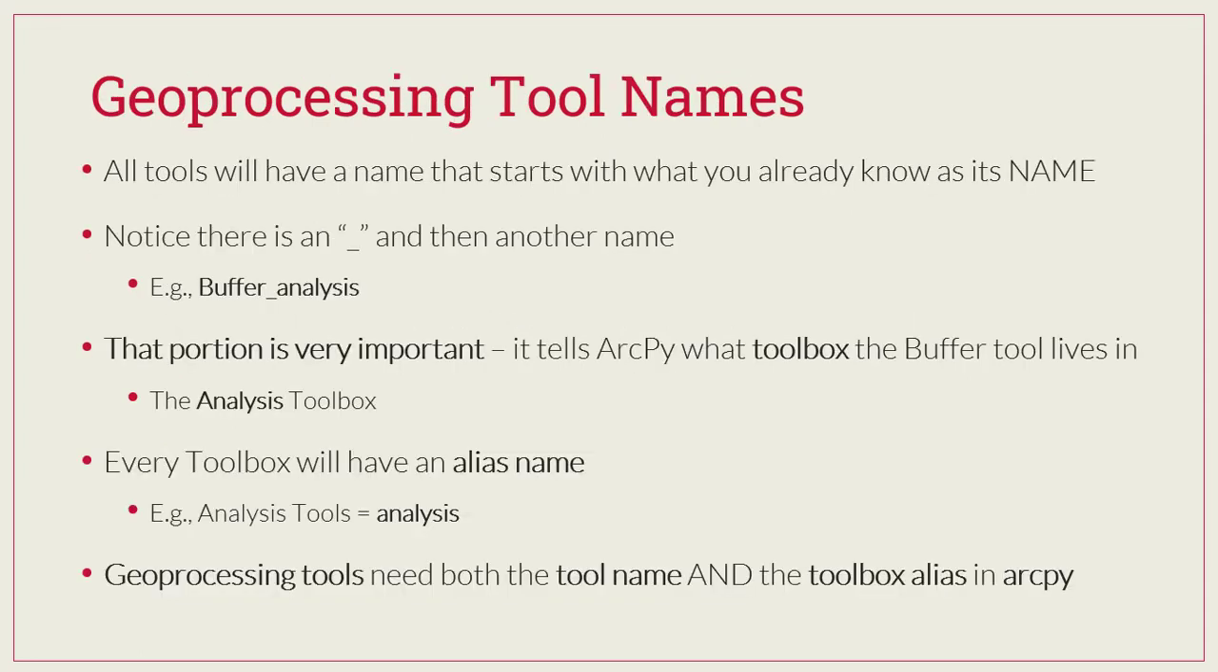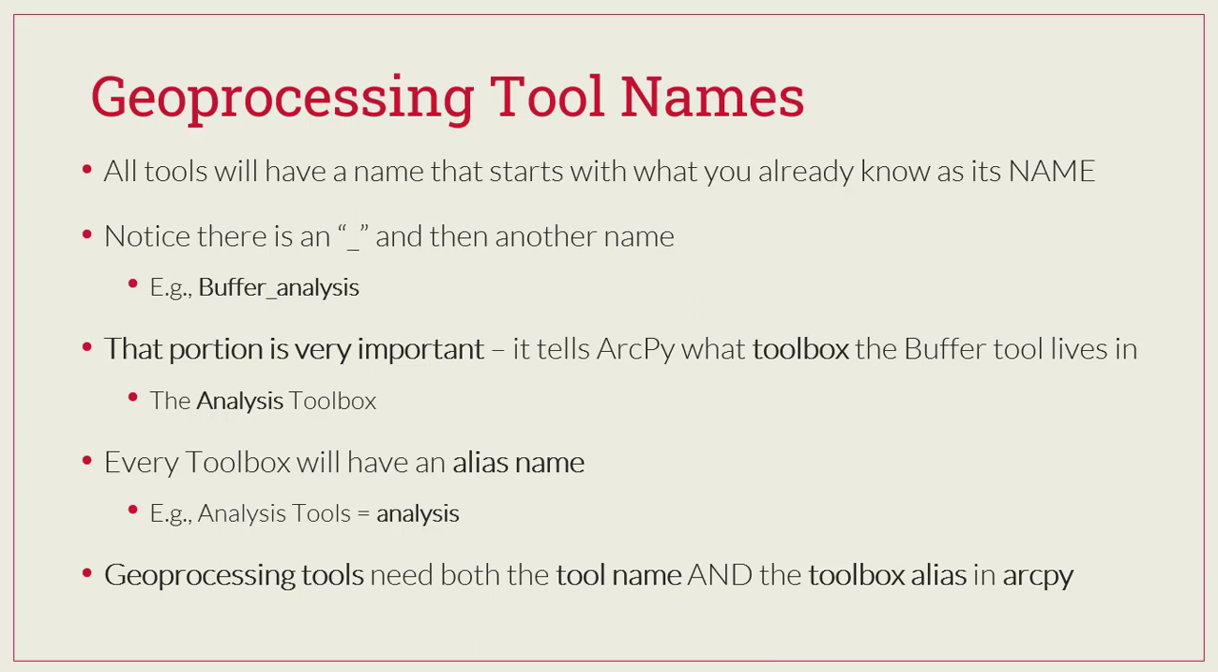So let's talk about our geoprocessing tool names. All of our tools are going to have a name that is something you already recognize. So it's the name of the tool. But notice that there's also another part of that name. So in this example here, we have buffer_analysis. So it's not just the tool name. When we're scripting with Python, we also need to know the toolbox that the tool lives in. So here we know that by looking at this, we want the buffer tool, and with _analysis, we know that it lives in the analysis toolbox.